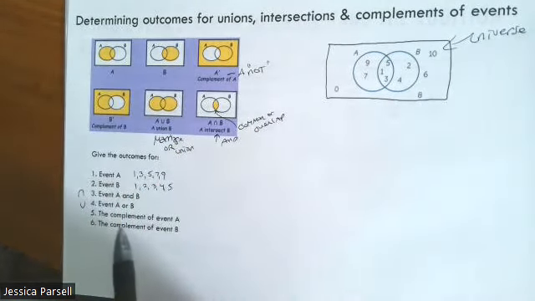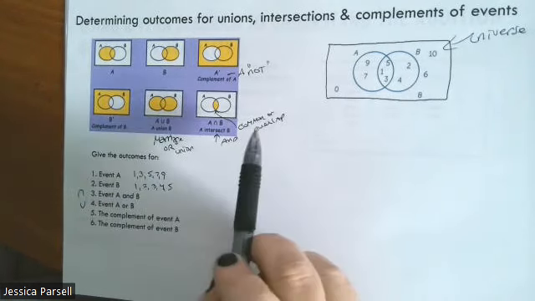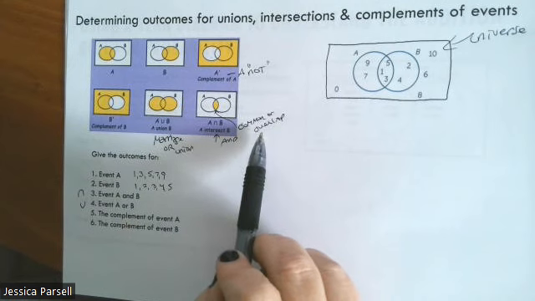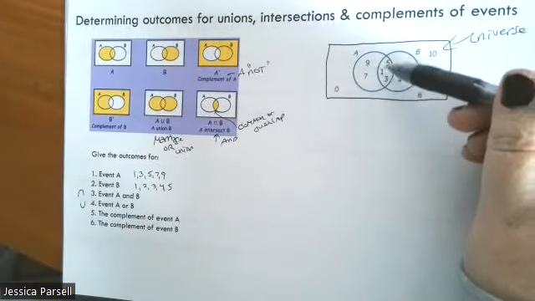Okay, so we want the and. The and, remember, is what's in common. Where's the overlap? Where do they intersect? And that's this piece right here, 1, 3, and 5.